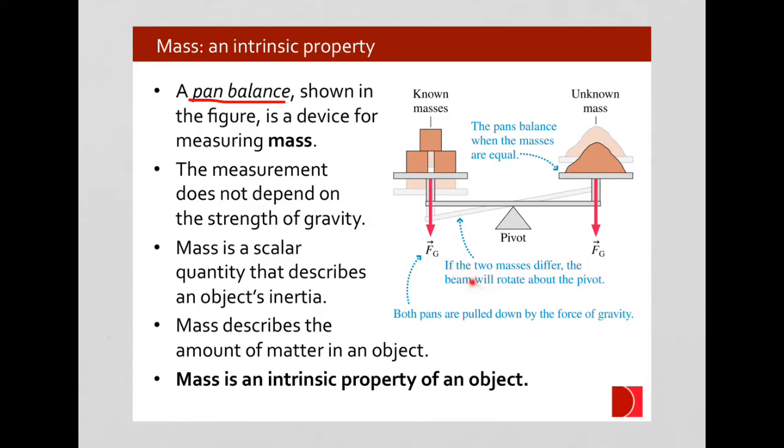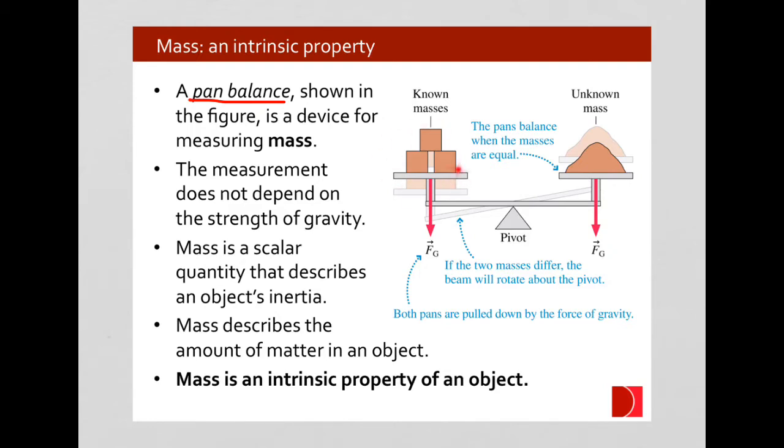If the two masses differ, the beam will rotate about the pivot. If this side is heavier, for example, this side will go down and it will push the other side up. When the masses are equal, the pans will balance out, and you'll know how much unknown mass you have by how much known mass it takes to balance it out.